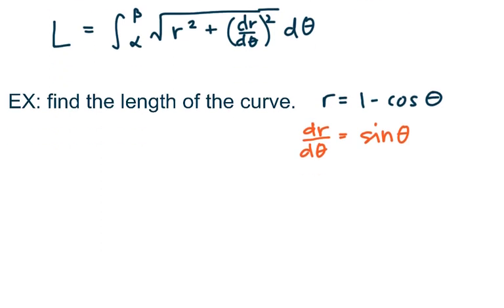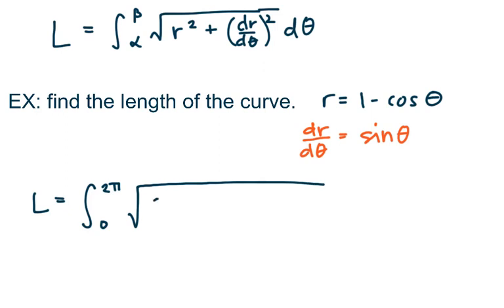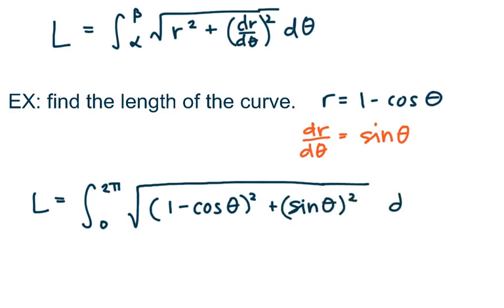Using our formula, the arc length is the integral from 0 to 2 pi of the square root of my cardioid, 1 minus cosine theta, quantity squared, plus sine theta squared, my derivative squared, d theta. So we need to simplify what's under that radical.